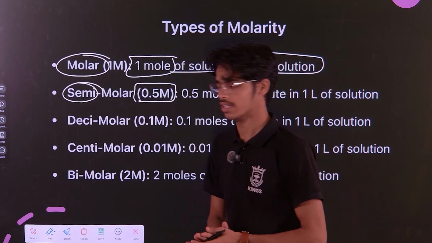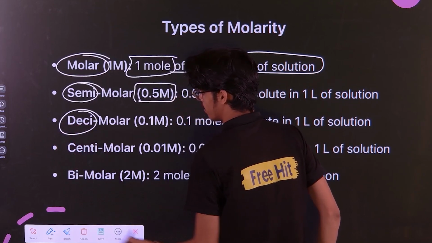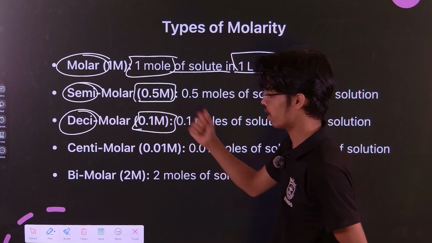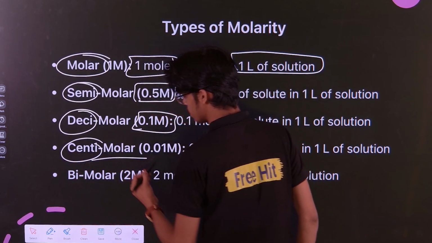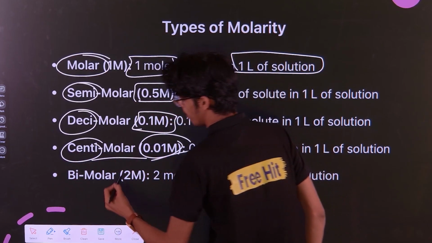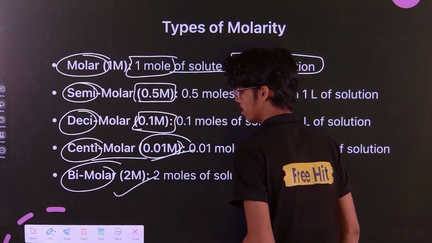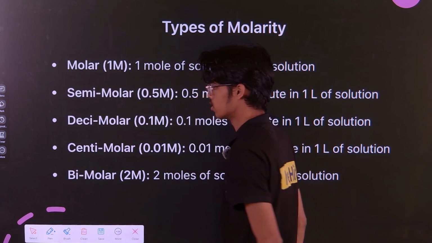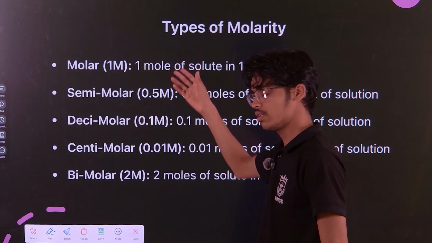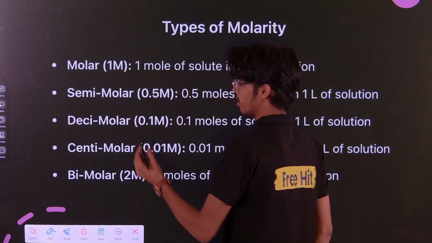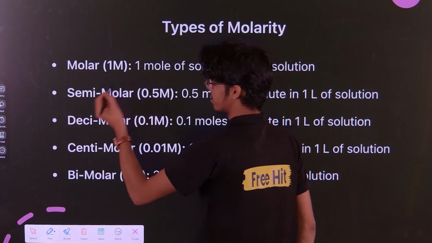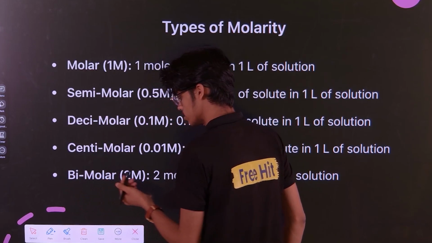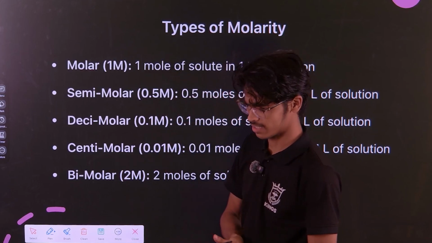I hope you understand. So when they say decimolar, it means 0.1 molar. Centimolar means 0.01 molar. Bimolar means 2 molar. Remember, bimolar, 2 molar. Whenever they say semi-molar solution, it means 0.5. So you need to understand: semi-molar is 0.5, decimolar is 0.1, centimolar is 0.01, and bimolar is 2 molar. I hope you are able to understand this.